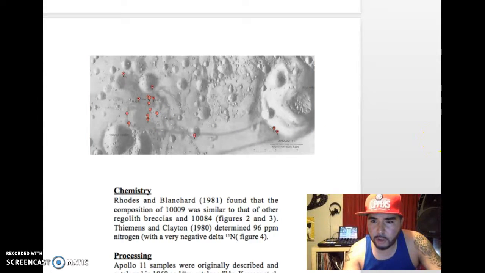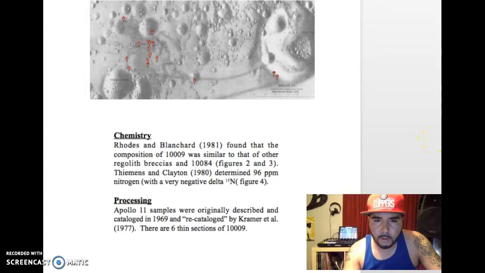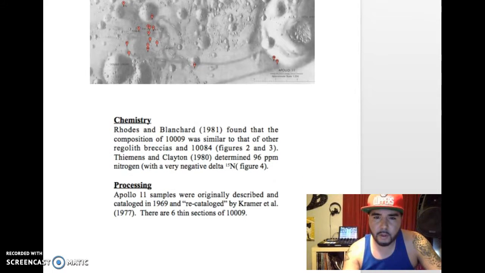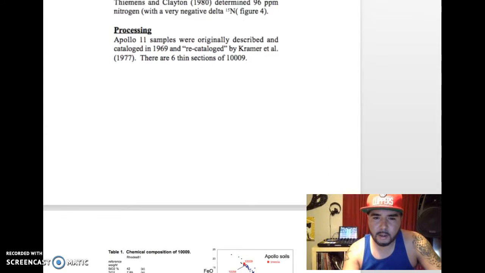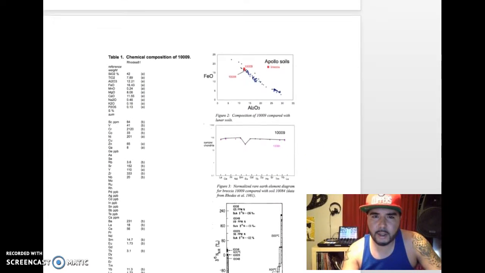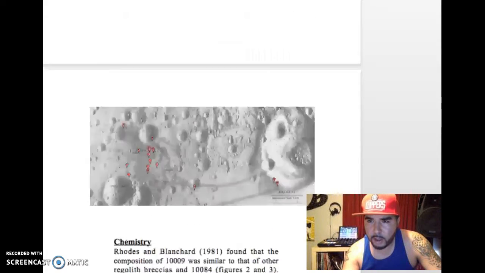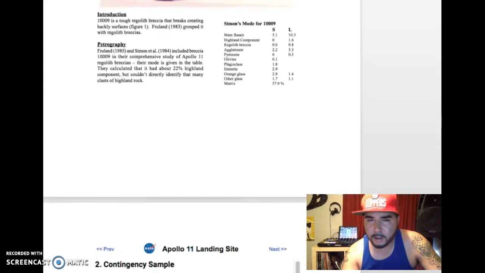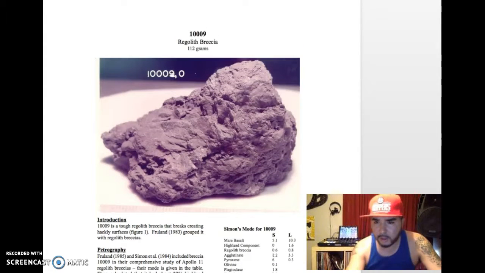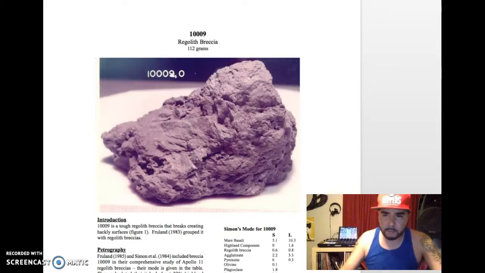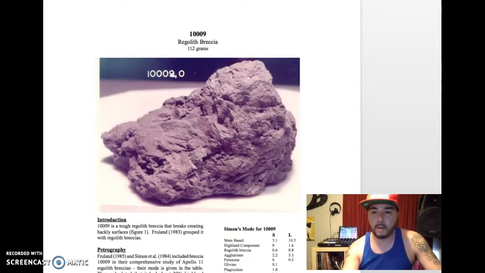Here's the chemistry of it. They found that the composition was similar to that of other regolith breccias. Here's the processing, and here is the chemical composition of it. What we learned from this was this rock actually has glass in it. So I found that pretty interesting, that there's glass up there on the moon and in certain different rocks.